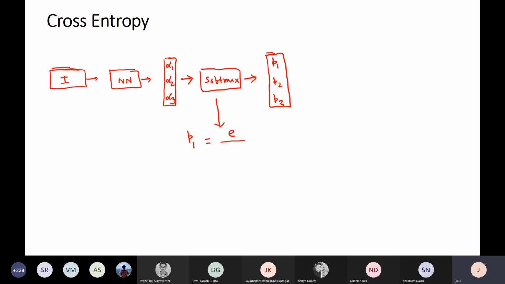So P1 is basically e to the power of alpha 1 divided by summation of i equals 1 to 3 e to the power of alpha i. Okay, essentially you are converting a set of real numbers into a probability distribution by applying a normalized exponential transformation. That's what you do. Okay, so you are going to get that, and we call these the probability values.